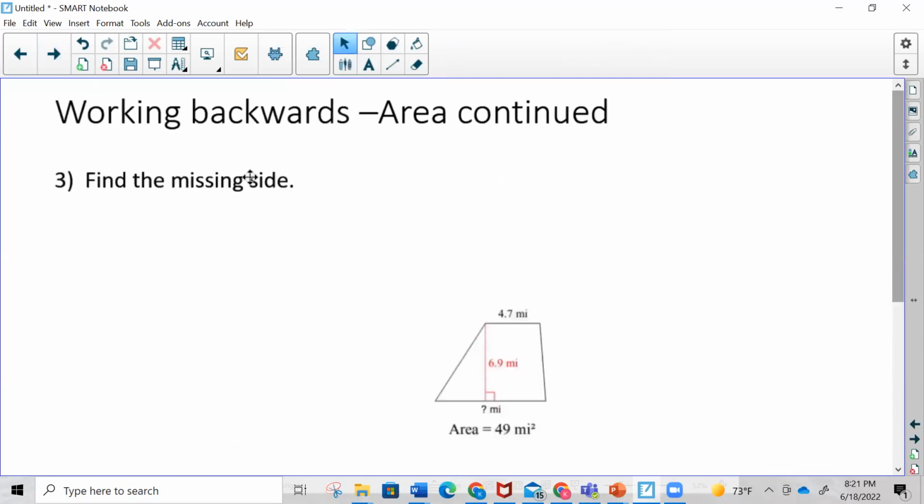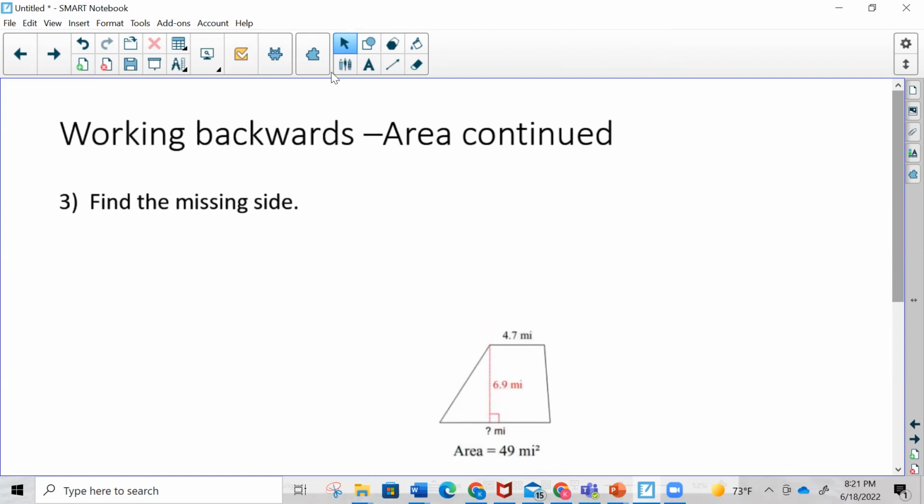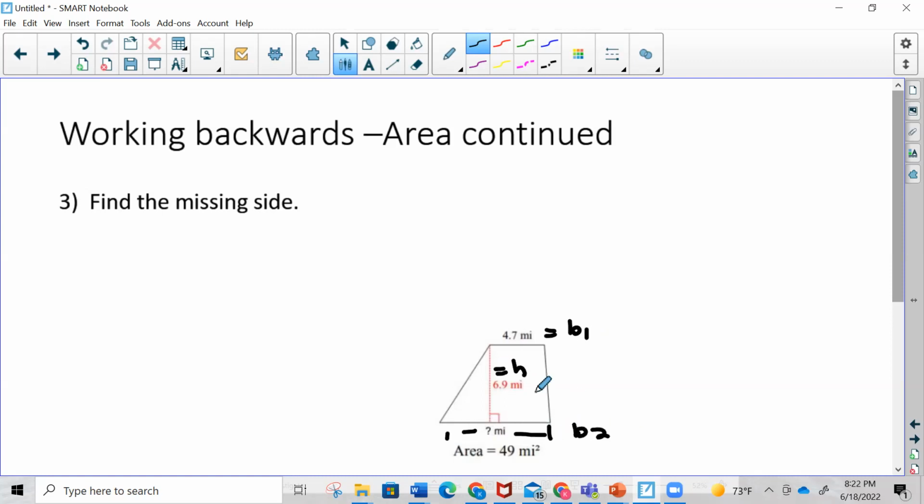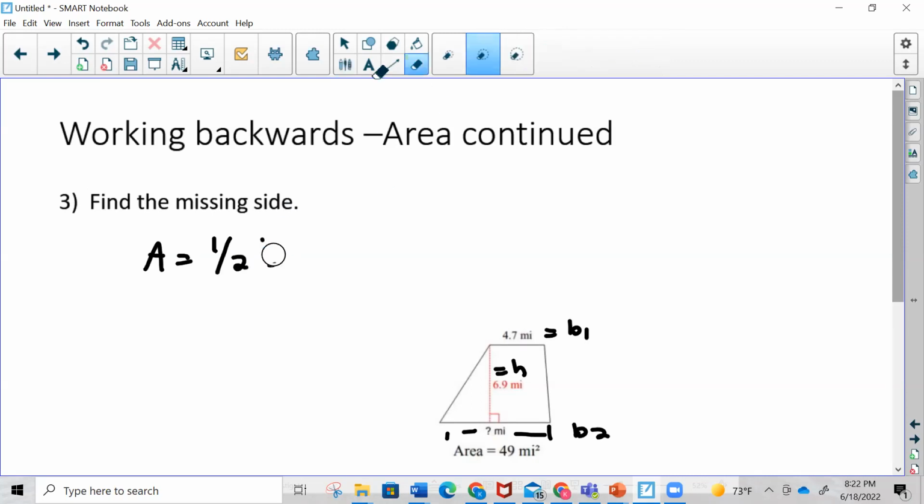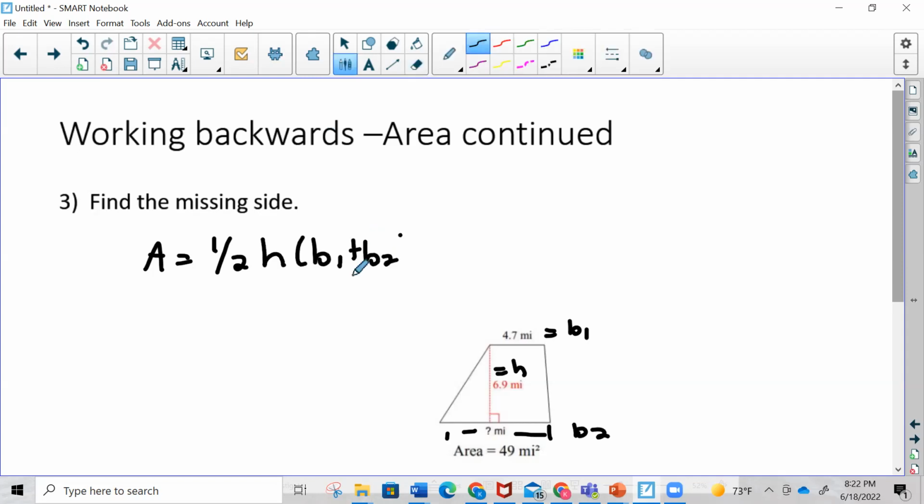This one we have a picture. We have this trapezoid and we are trying to find the missing side. They are telling me that this is my base, so we could call this one B1. And this is my height. Then we're missing this side, which we would call B2. Just remember the height is the distance between the parallel sides, and the two parallel sides are called B1 and B2. The area of a trapezoid is 1/2 H times the quantity B1 plus B2.